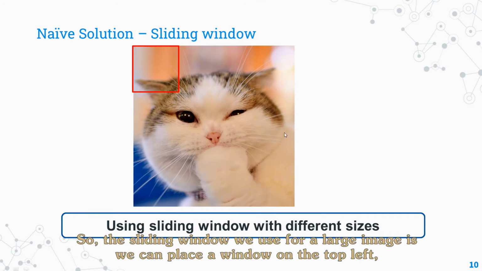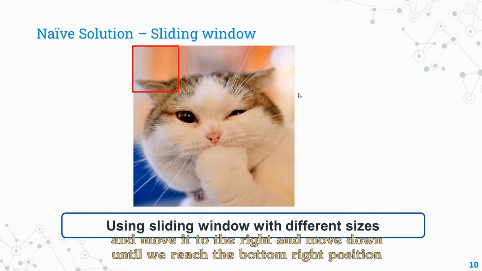So for a large image, we can place a window on the top left and move it to the right and move down until we reach the bottom right position.